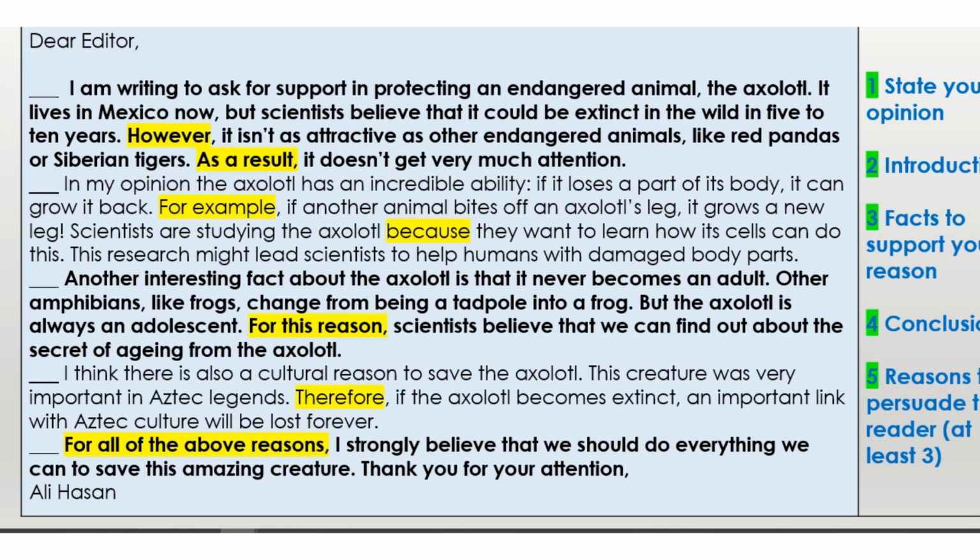And here, what should we say about paragraph number 3? I guess it should be facts to support your reason, reasons to persuade the reader, at least 3. Which one? I guess number 5 should be here.